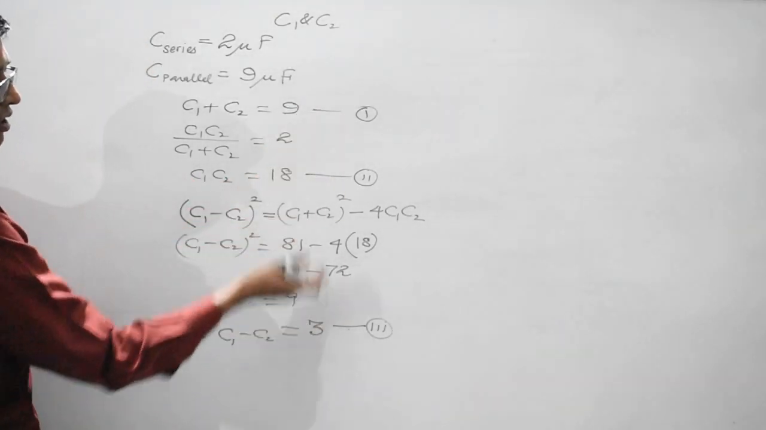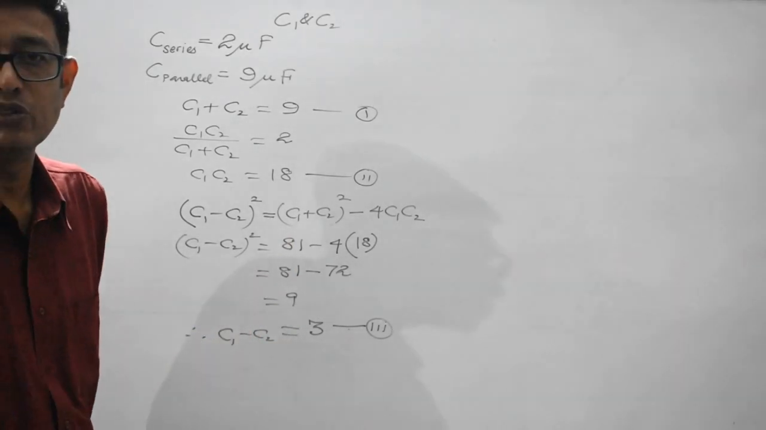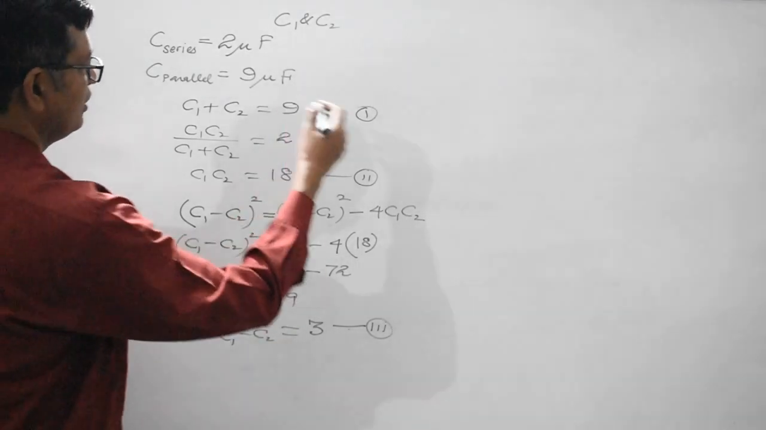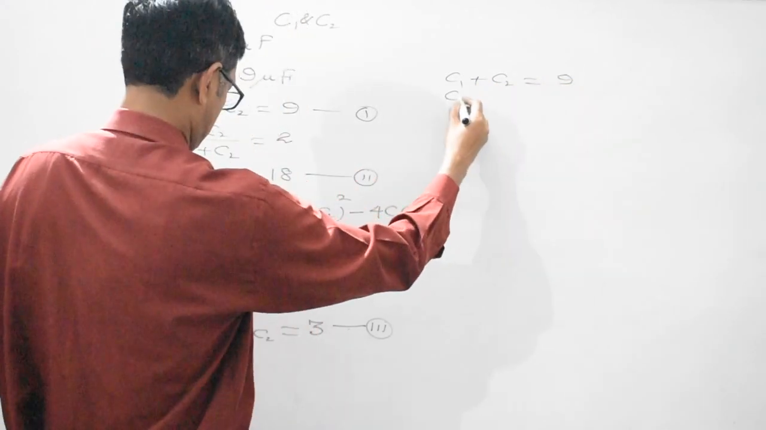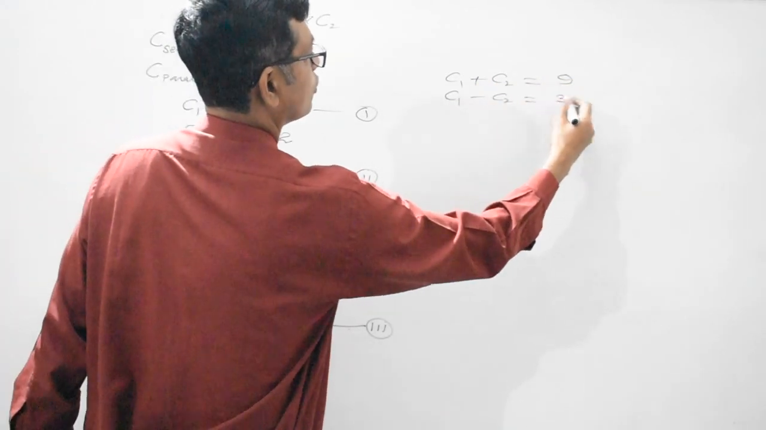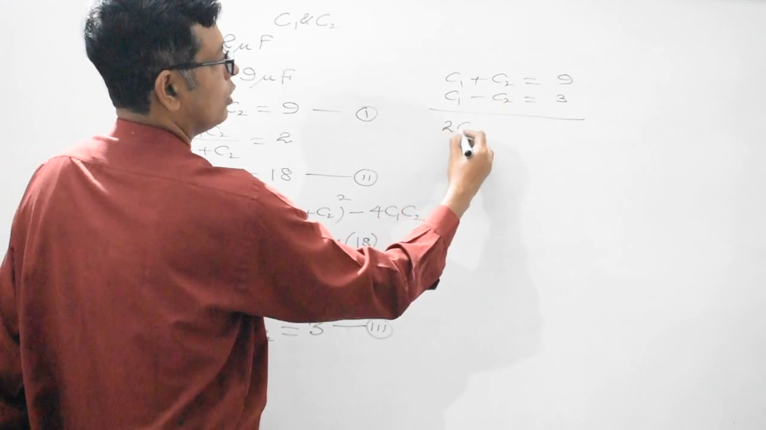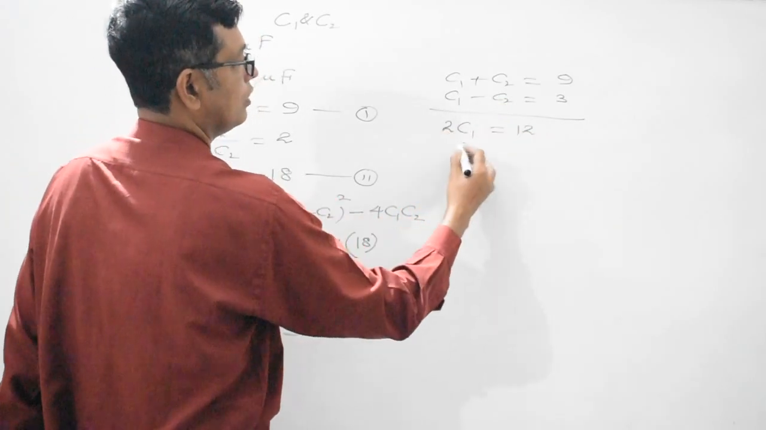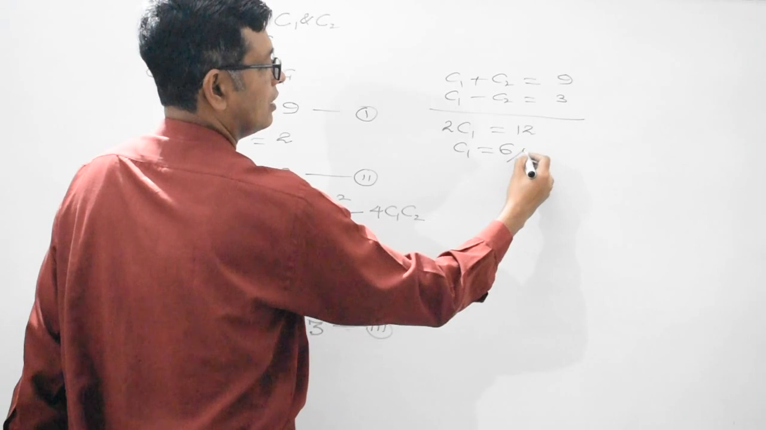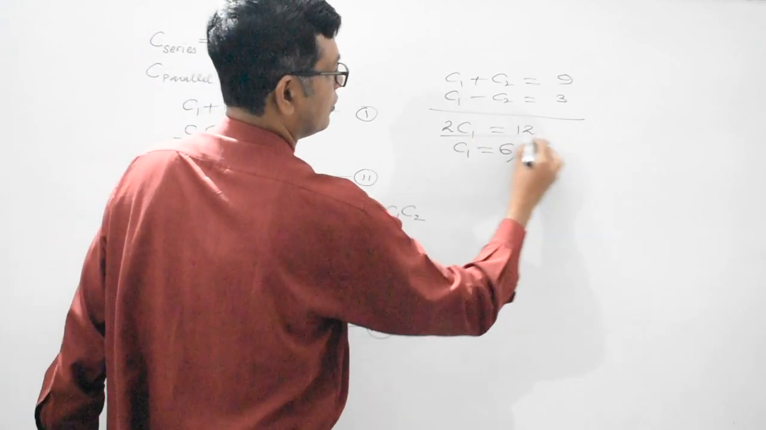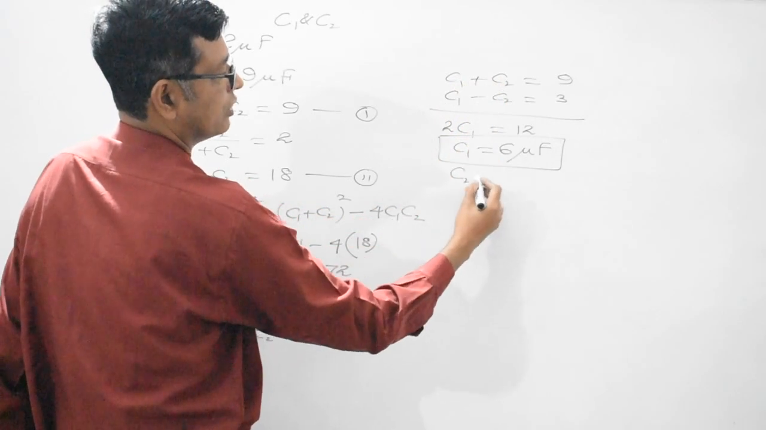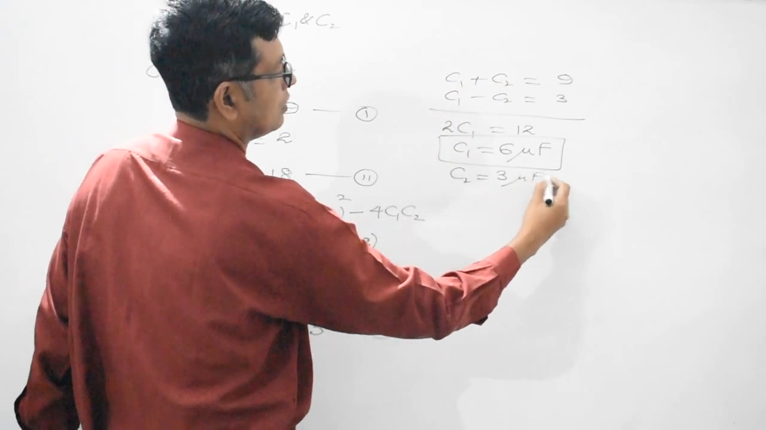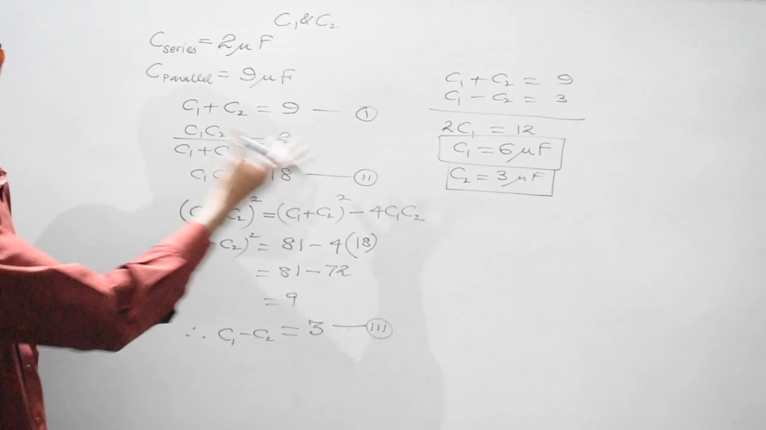Now consider these two equations, add them and you will get the value of C1 and C2. So very simple. Adding these two, what do you get? C1 plus C2 is equal to 9 and C1 minus C2 is equal to 3. So add these two. Twice C1 is equal to 12. So C1 is equal to 6 and I have taken it in microfarad. This is the first answer. And if C1 is 6, then C2 would be equal to 3. So it's very, very simple.